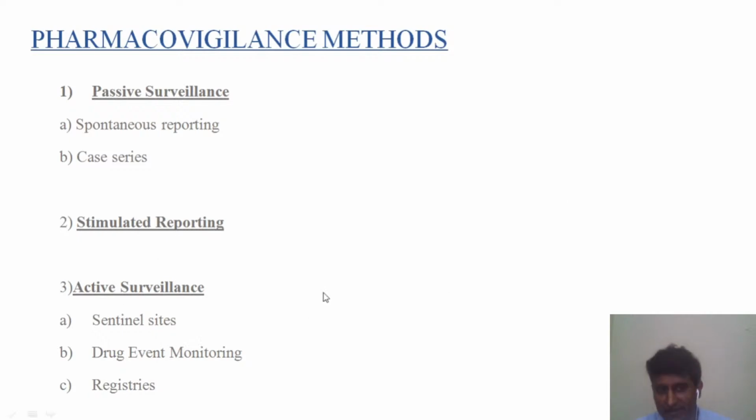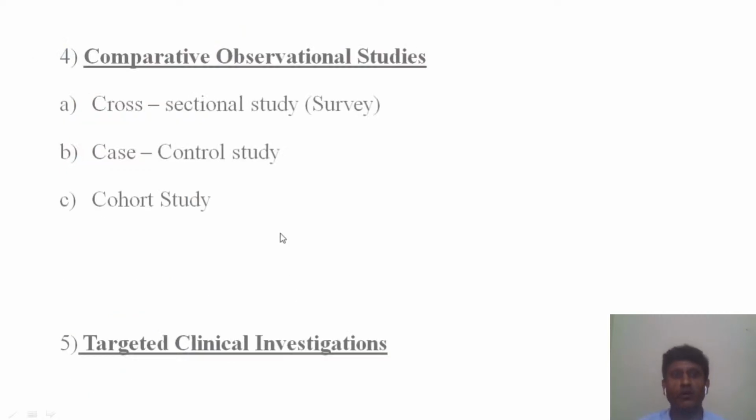Then we have the active surveillances, sentinel surveillances. In the community, we are assessing how the drug is behaving, if any problems are there. They are called sentinel sites, and that community data will be extrapolated to the whole of the country, maybe. So drug event monitoring, this is mainly prescription event monitoring. Also here, we are looking at electronic based prescriptions and looking at the reports. Then registries we have, that's also computer based.